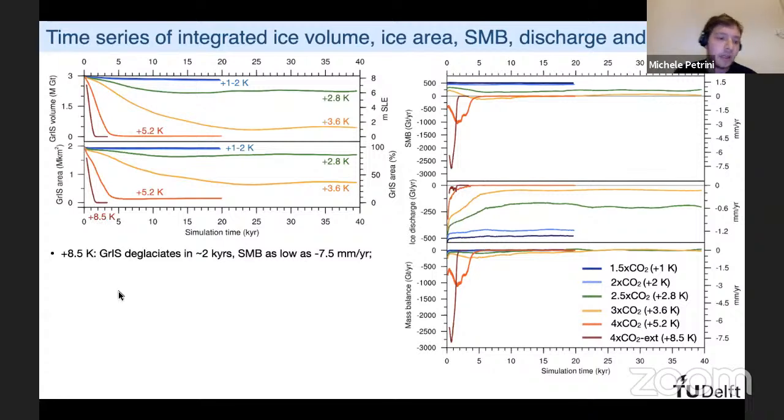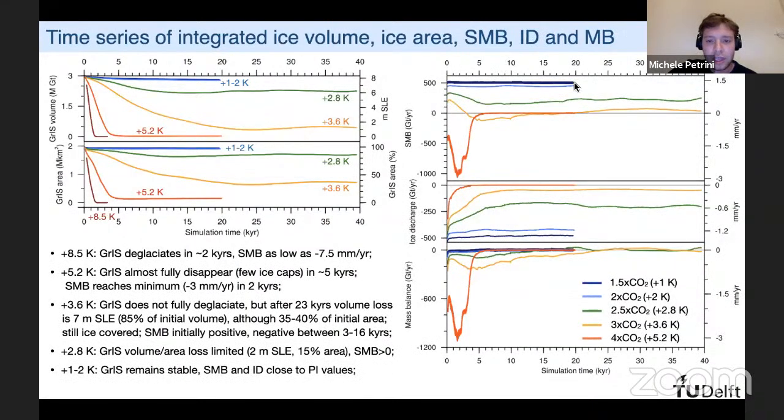And you can see that with a forcing of +8.5 Kelvin, the Greenland ice sheet deglaciated in around 2,000 years, so similar to the coupled run that Miren showed before. And the SMB got as low as -7.5 millimeter per year, and you can see that here. And I will now take out the high forcing from the plot just because it's easier to look at the other runs. For the 5.2 Kelvin, we see that the Greenland ice sheet almost fully disappears.